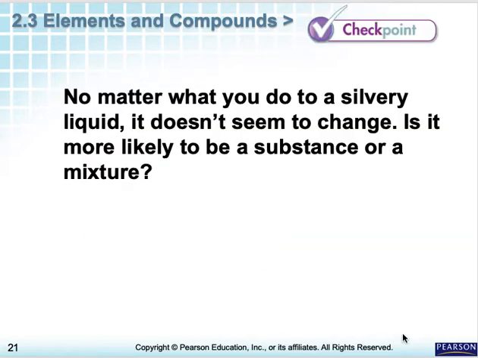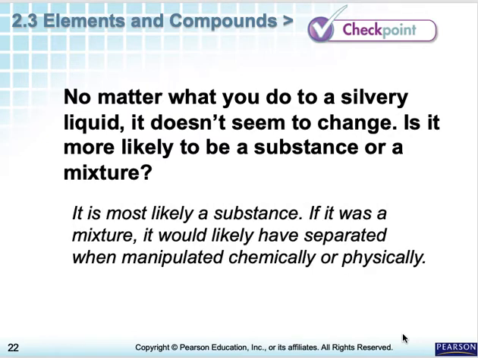So, no matter what you do to a silvery liquid, it doesn't seem to change. Is it more likely to be a substance or a mixture? Well, it would be a substance because it would not separate. If you manipulate it by chemical or physical means and nothing happens, it should be an element.